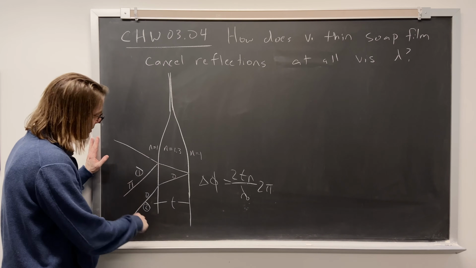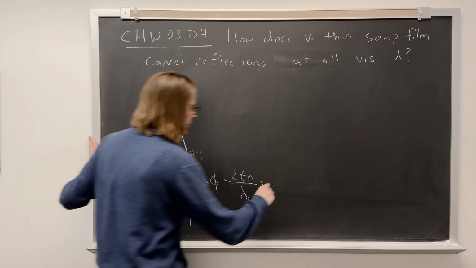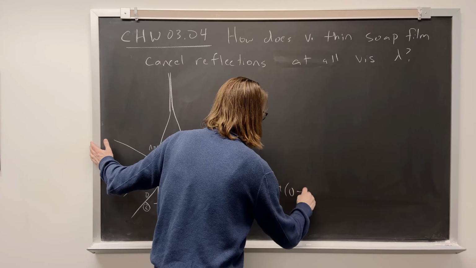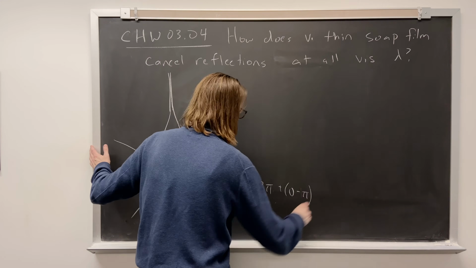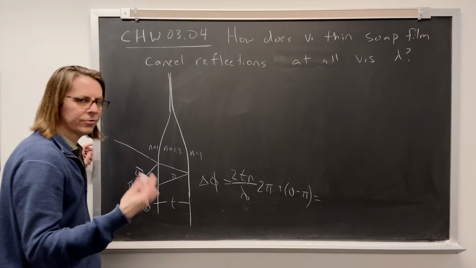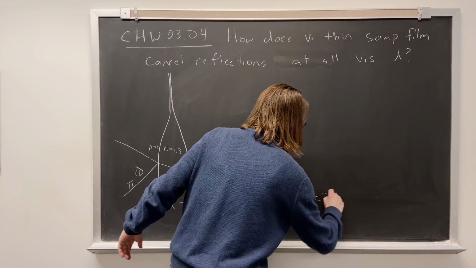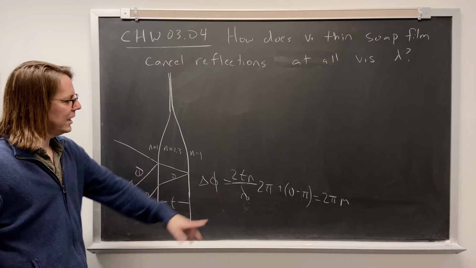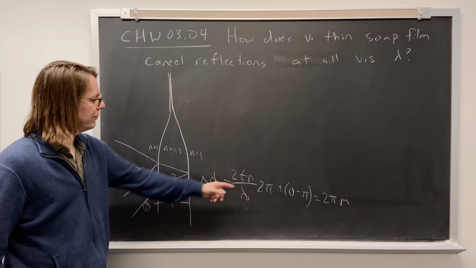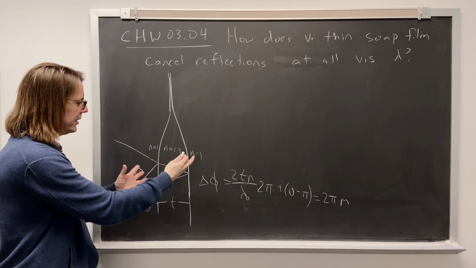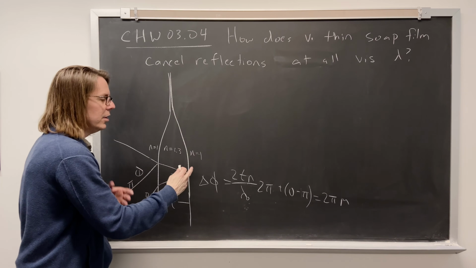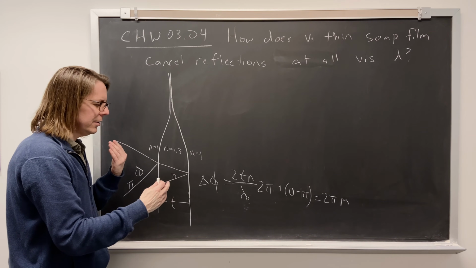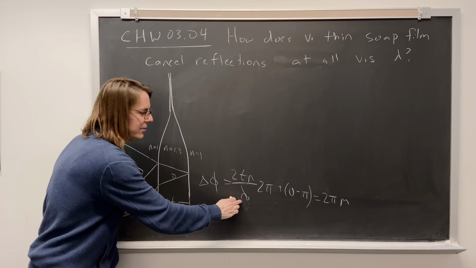So let's see, it is 2 minus 1, so it's plus 0 minus pi equals, and then if you want it to be constructive, you would say 2 pi m, where m is all integers. And you'd go solve that. And this shows why soap bubbles are colorful. As they start to get thin and thick, as T changes, the constructively interfering wavelength changes.